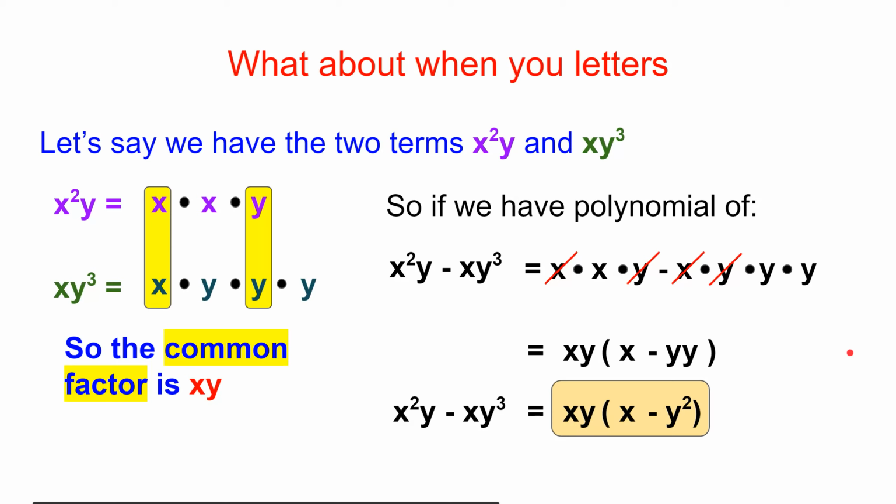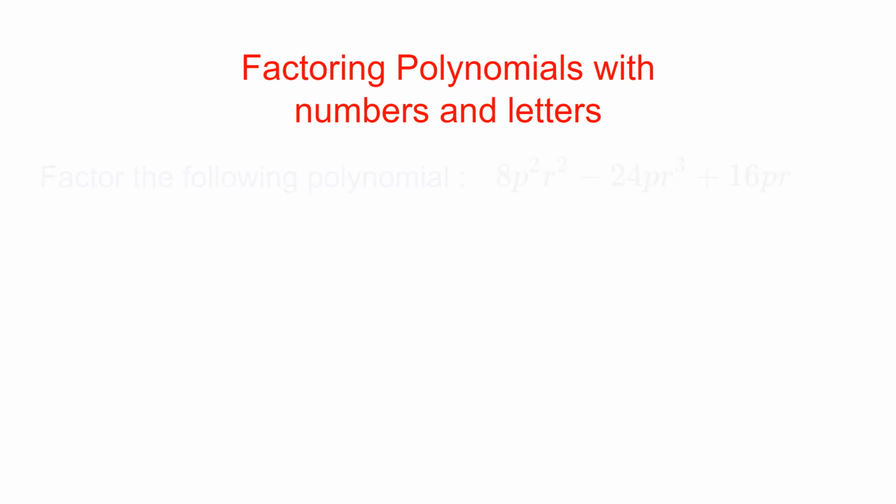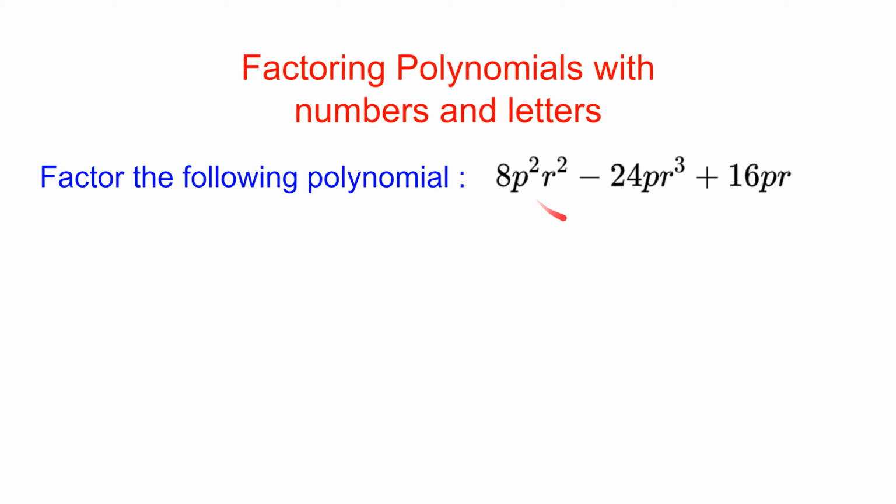So it's pretty easy. Now what if we do numbers and letters? Let's do this example. If we have this trinomial, 3 terms, that has numbers, coefficients, and has p and r as letters. Well, let's do the numbers first. You have 8, 24, and 16. You can tell already that the 8 is a common factor, because 8 times 1 gives you 8, 8 times 3 gives you 24, 8 times 2 gives you 16. This is what we learned before in middle school to factor the numbers.